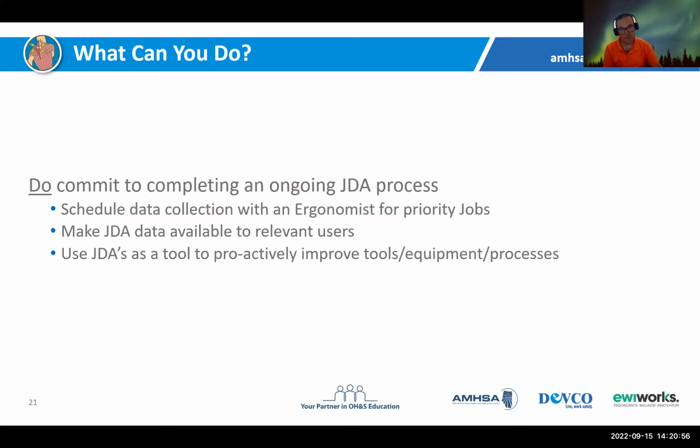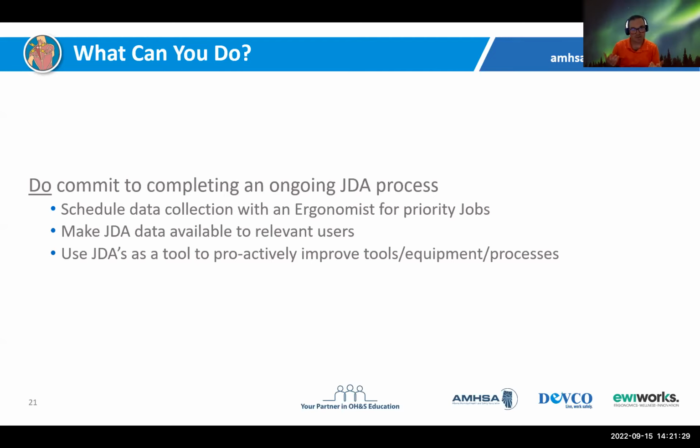And then obviously, once we've done the review and the plan, then it's the do: commit to completing an ongoing JDA process. So this again is where you should work with a trained professional, i.e. an ergonomist, schedule data collection for those priority jobs, making data available to relevant users, and then using the JDAs as a tool to proactively improve your processes.